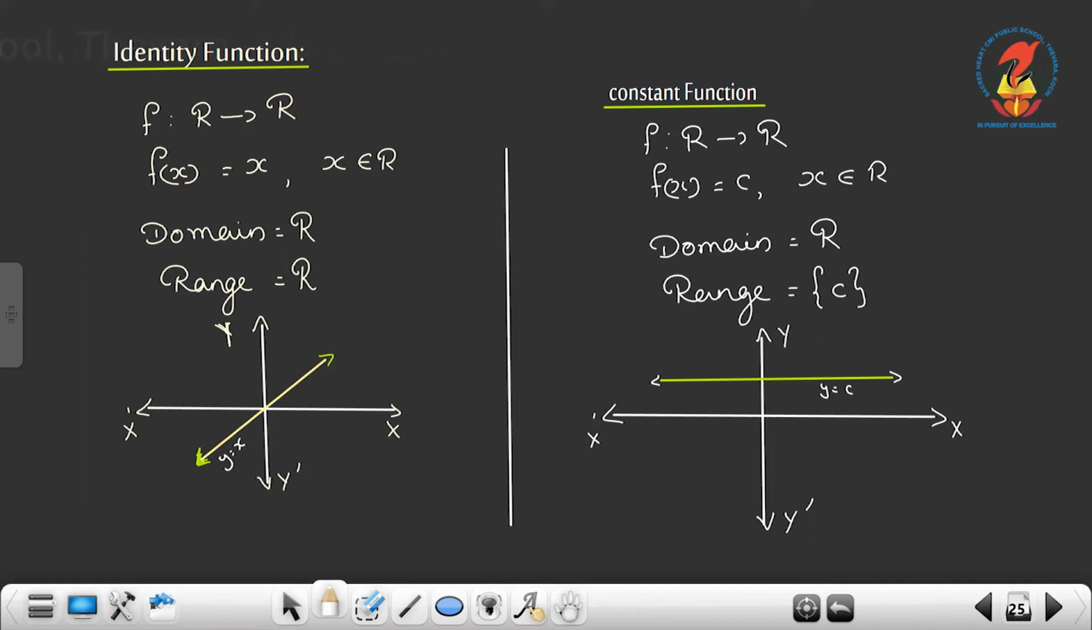The next is constant function. A function f from R to R is said to be a constant function if f of x is equal to c, where c is a constant, for each x belongs to R. Domain is R but range is the set {c}, that constant. And the graph is a straight line parallel to the x axis.